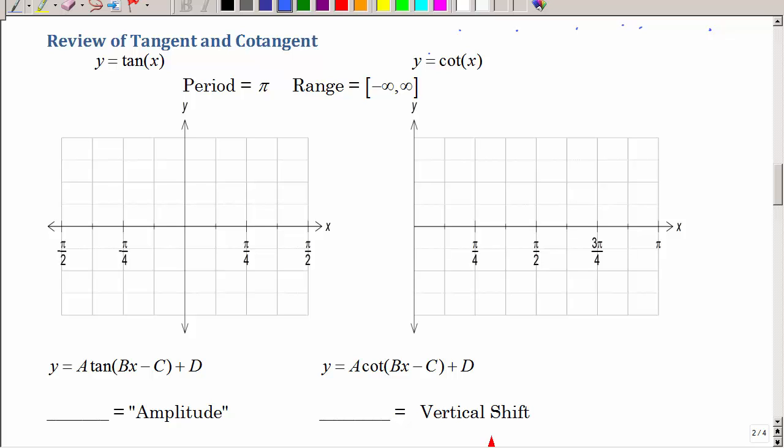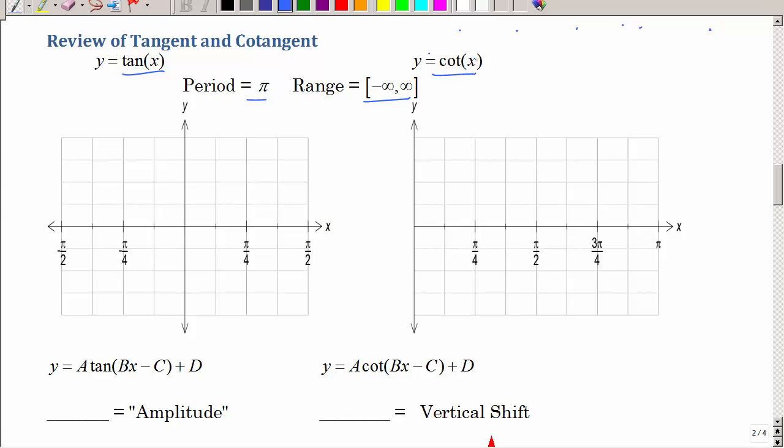So now let's look at tangent and cotangent. What makes these different is because of the period. The period of tangent is just pi. The range is from negative infinity to positive infinity. Same thing for the cotangent.